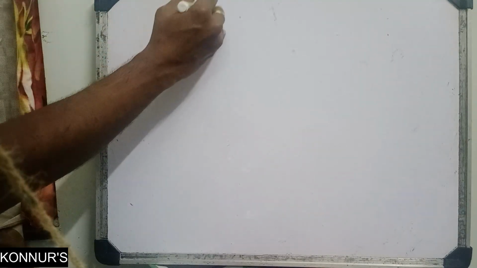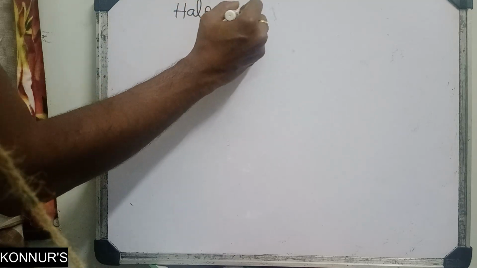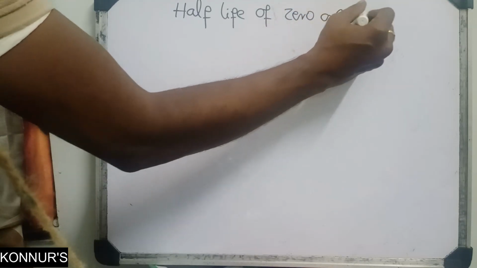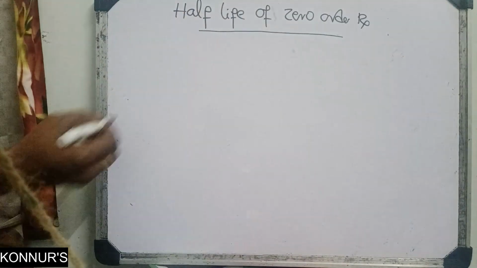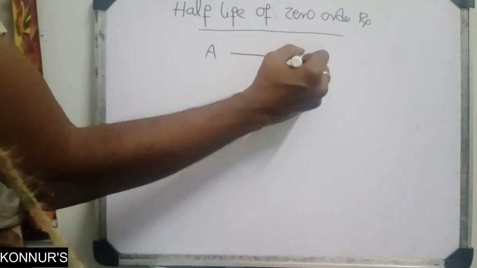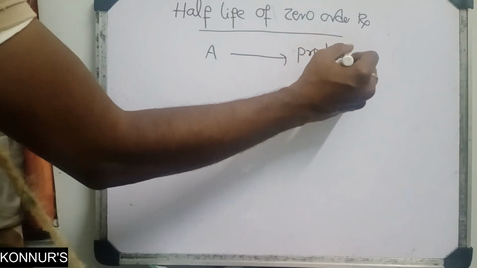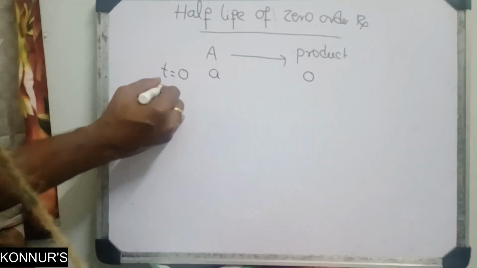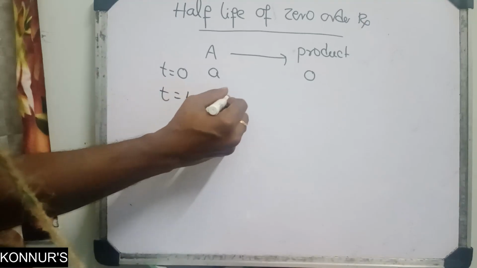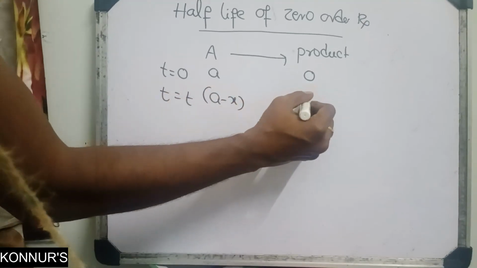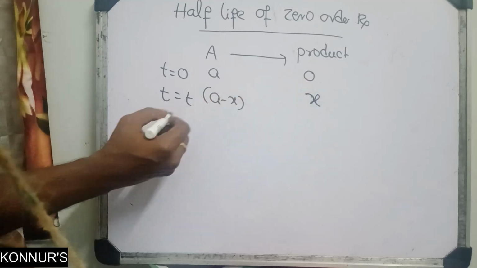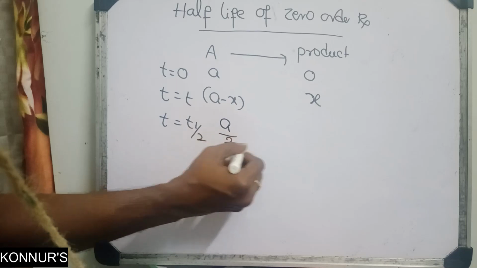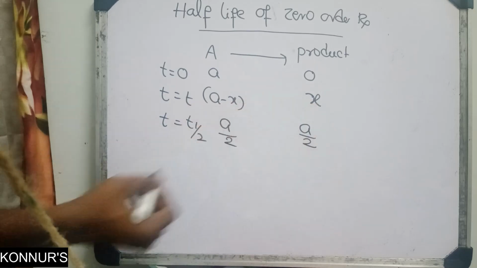Next, half-life of zero order reaction. So starting, we have taken A gives rise to products. So at t equal to 0, you have taken as A. Next, at t equal to t, this is A minus x, and this is x value. Next, t equal to t half. So A minus x is also A by 2, and x is also A by 2.